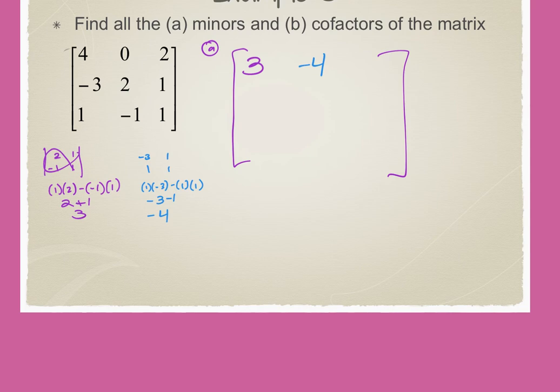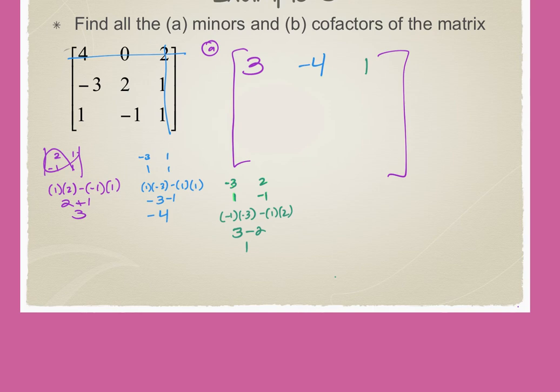Then I go to the spot where the 2 is. I cross through the row and the column that it's in, and I get -3, 2, 1, -1. Sorry, that's really hard to read. So I do -1 times -3 minus 1 times 2. 3 minus 2, which is 1.